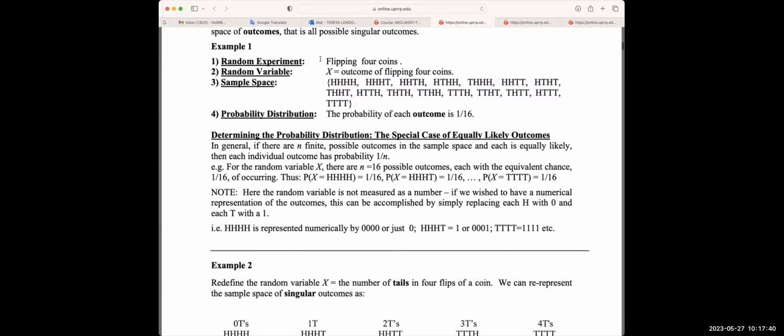We refer to the experiment as flipping 4 coins. The variable is X. X varies. It's the outcome of flipping 4 coins, and X can become either H, T, etc. So these are the values, or these are the outcomes in the sample space.